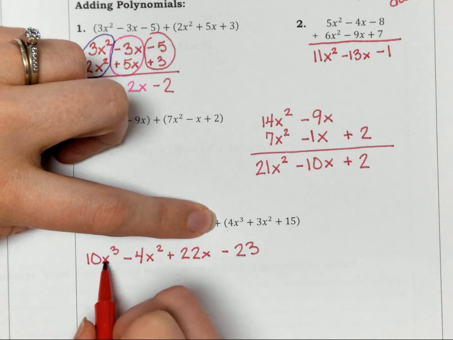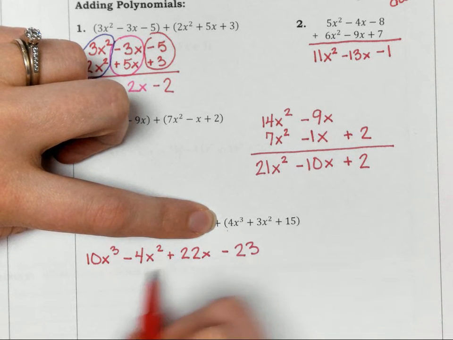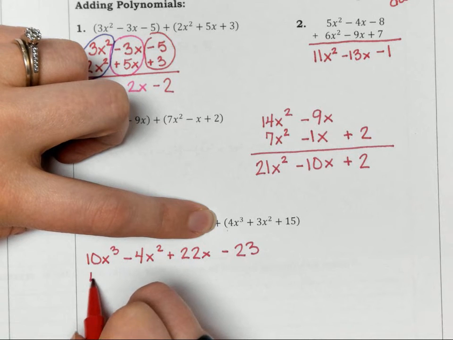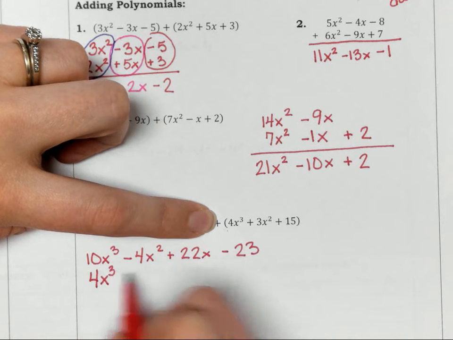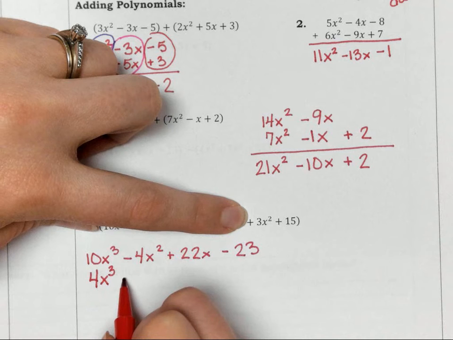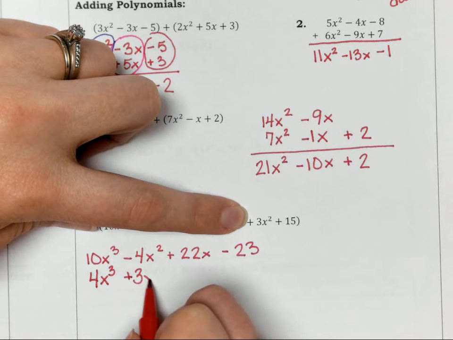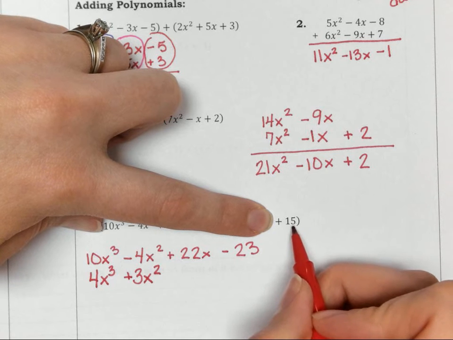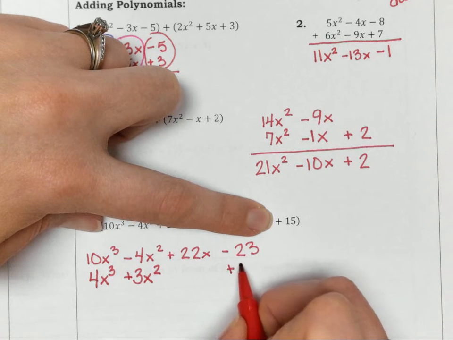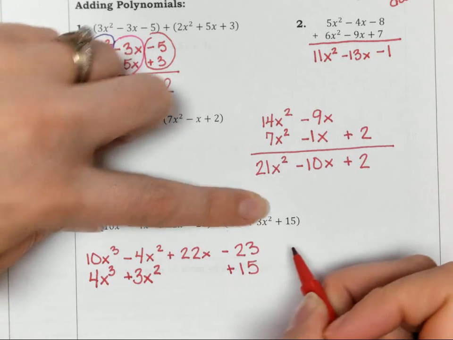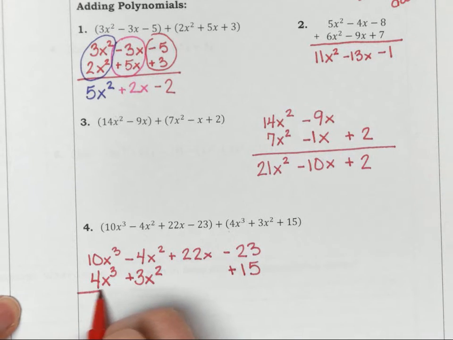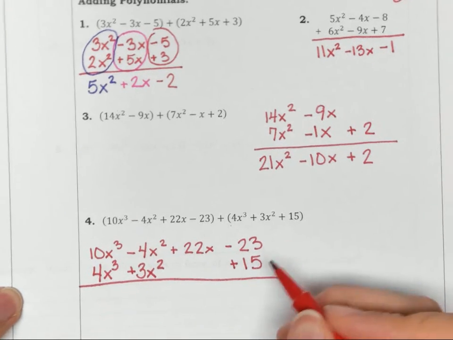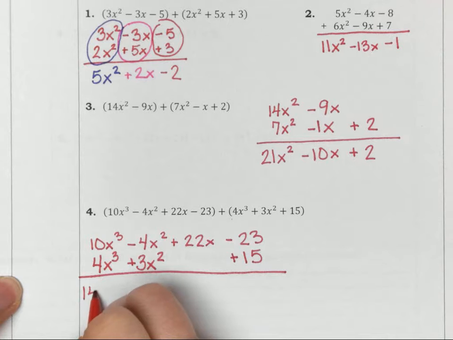The x squared goes with the x squared, the x cubed goes with the x cubed. So 4x cubed, positive 3x squared, and then I have a plus 15. Now that 15 is just a constant, so it has to go under the 23. And we're going to add straight down. We get 14. I'm just adding the coefficients.